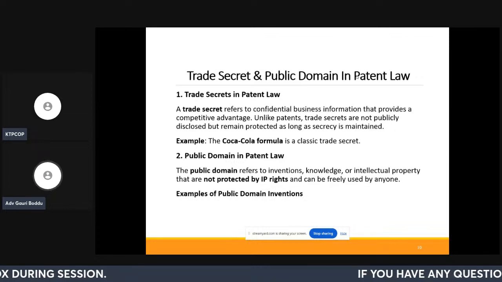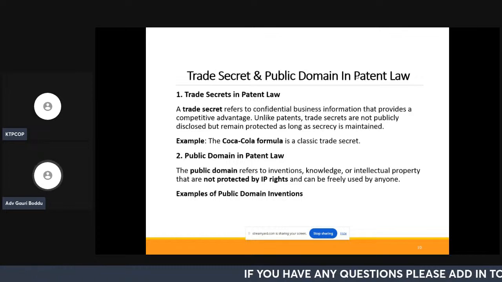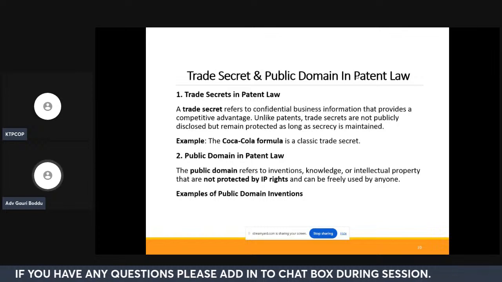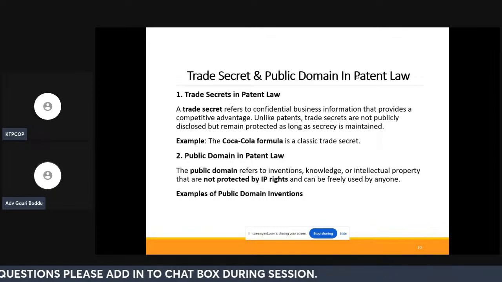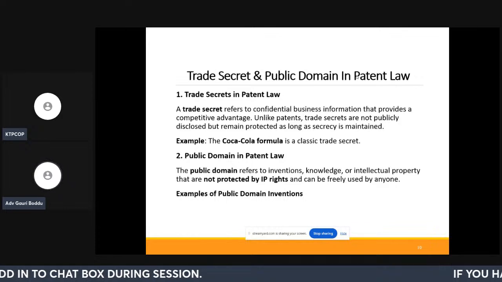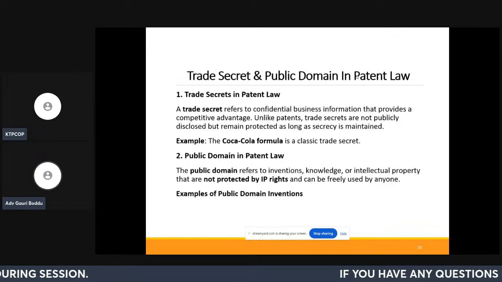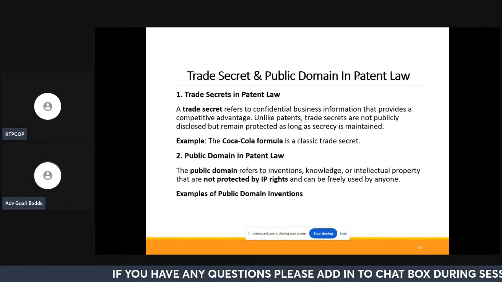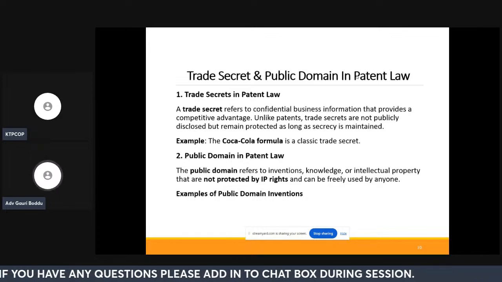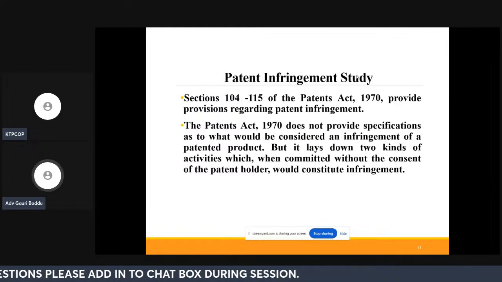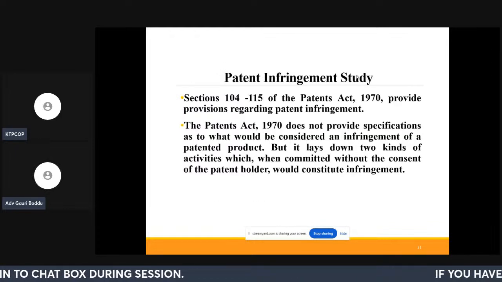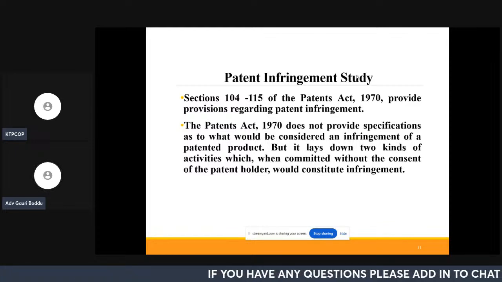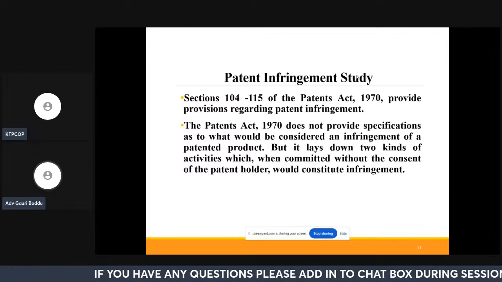The examples for public domain are expired patents like aspirin, common engineering methods and scientific formulas, open source software, and creative commons works. Public domain means that if you have filed a patent and it has expired and you have not renewed it, the work goes into the public domain. That is public domain. So now let's see the next topic. What is patent infringement? Sections 104 to 115 of the Patents Act 1970 provide provisions regarding patent infringement.